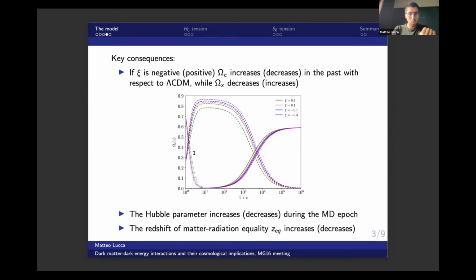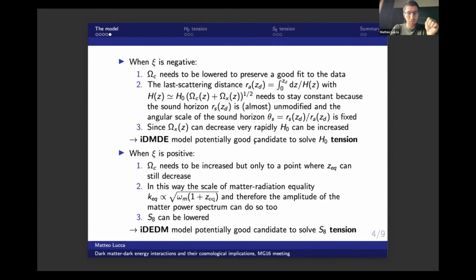Two very straightforward consequences of this behavior are that when Xi is negative, for instance, the Hubble parameter during matter domination is increased, and decreased if Xi is positive, sorry, and that the redshift of matter-radiation equality shifts to the left or to the right, depending on whether Xi is positive or negative. And this will have key implications for the ability of the two models to address the tensions, as I will try to explain in this slide.